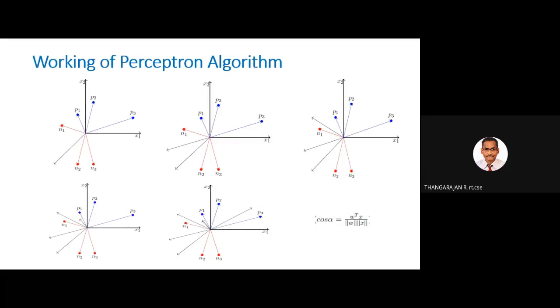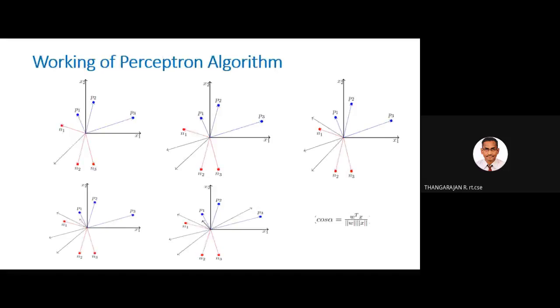It has gone closer to P1. Now you see, take this angle. This angle is now less than 90. So of course, what happens is I have learned something from the first sample. Now next sample I take P2. Okay, P2 is the next positive sample.